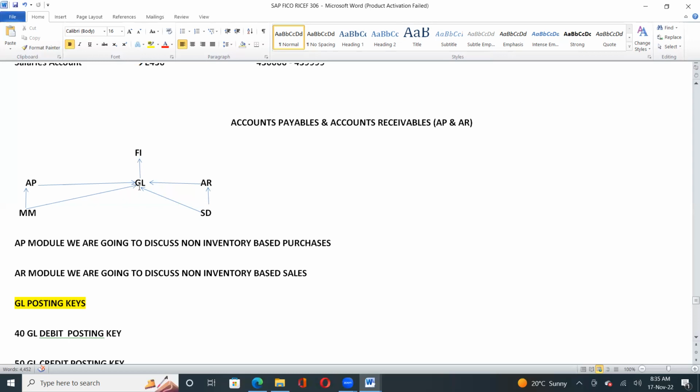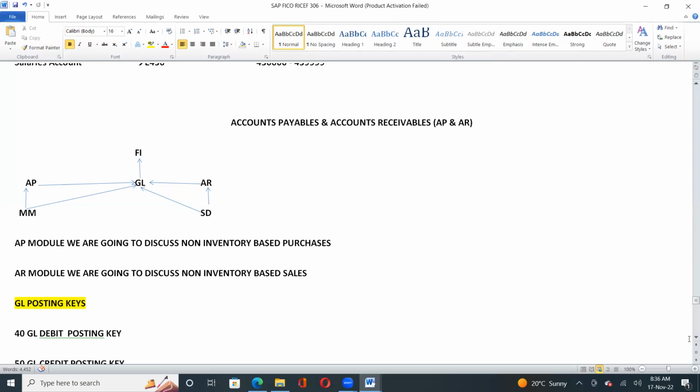AP is integrated with the GL module and AR is also integrated with the GL module. MM is integrated with AP, and SD is integrated with AR, so indirectly MM is integrated with the GL module, and SD is also integrated with the GL module. Clear? The same thing I have explained here. In the AP module, we are going to discuss non-inventory based purchases initially, and AR also non-inventory based.